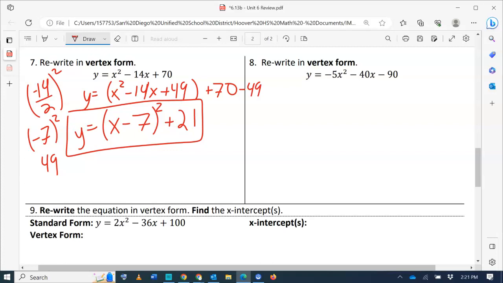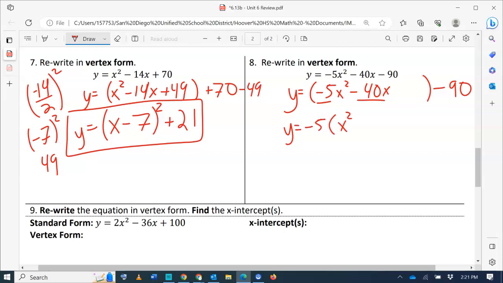Okay. Rewrite in vertex form. So this one we have a -5 out front. We cannot divide everything by that -5 because there's not a number here. So we have another slight trick. So I'm going to first do this. Minus 90, move that out. And now I'm going to factor out a -5 from these two values. X squared, and it's a -5, so this is now positive 8, minus 90. So my -5 is now out front.